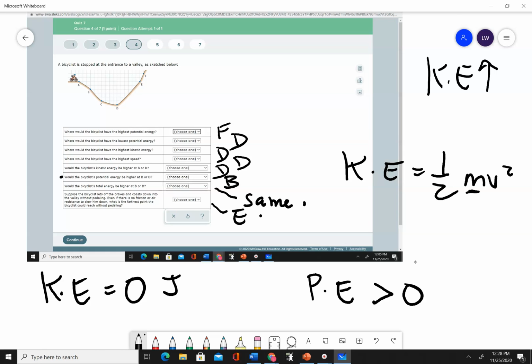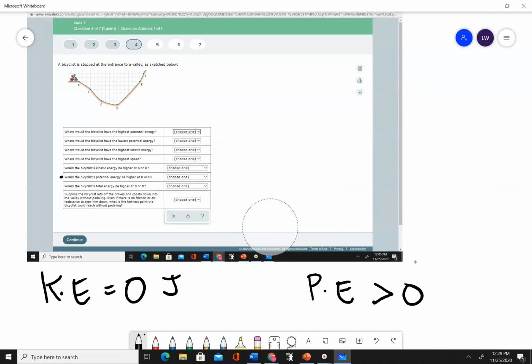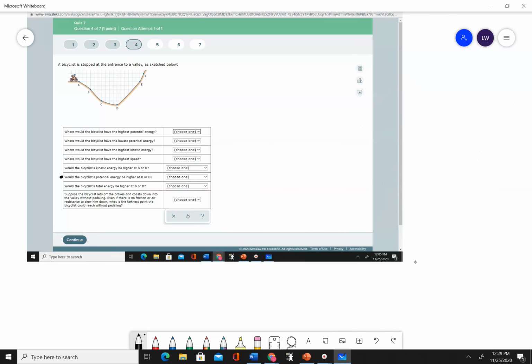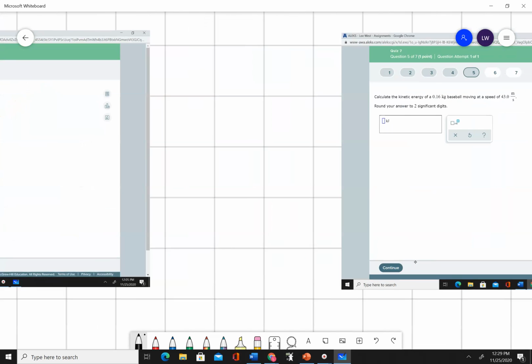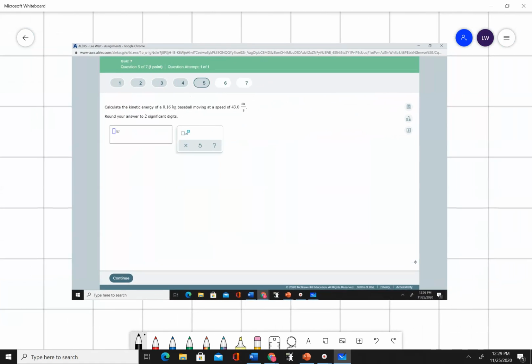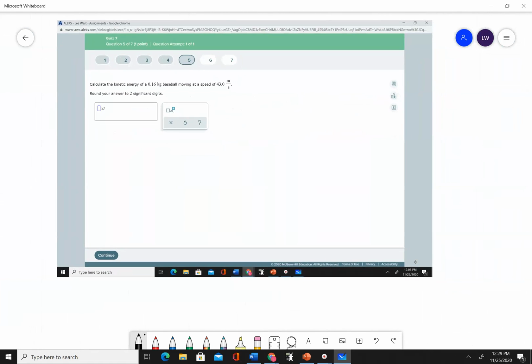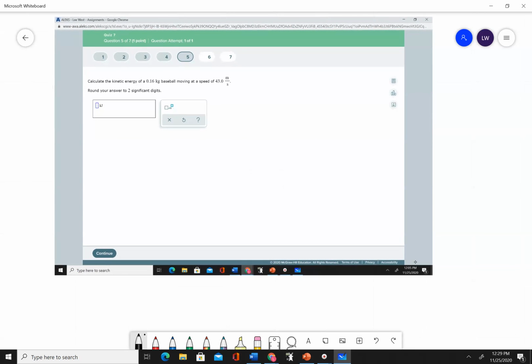Now, in this world where there's no air resistance and there's no friction, the cyclist would actually just roll backwards and forwards between A and E indefinitely, right? They would just be stuck in that valley and they would just keep moving backwards and forwards. It would be kind of fun. Now that doesn't of course happen because frictionless, air-resistance-less systems don't exist. We'd have a perpetual motion machine if that was the case. All right, here's another one where we have to calculate kinetic energy.